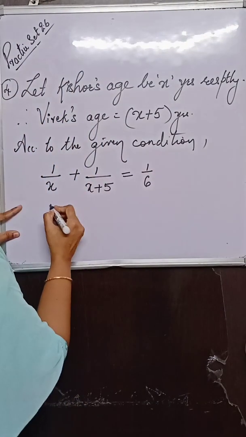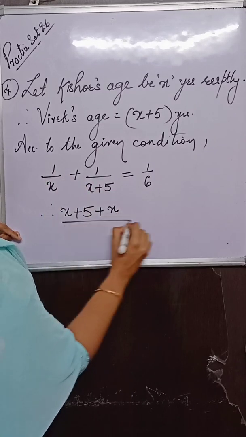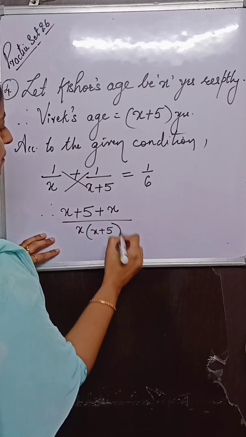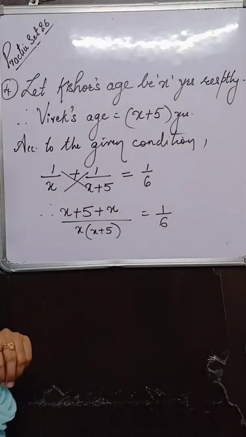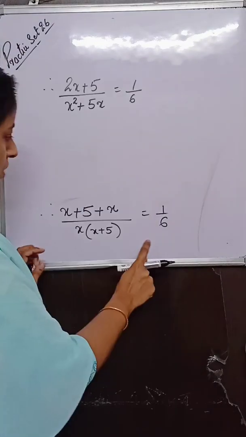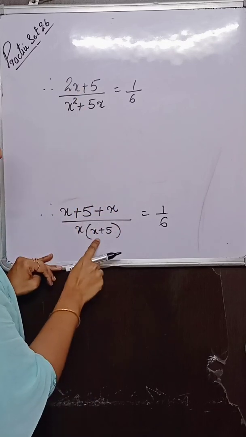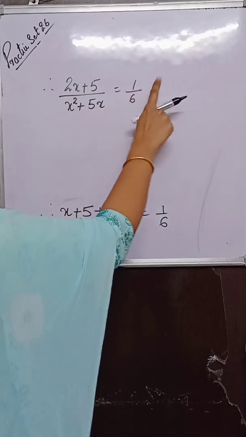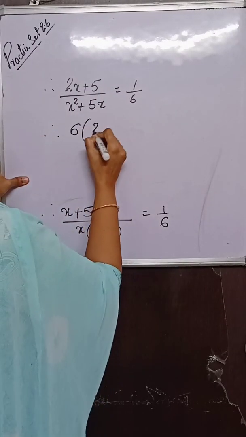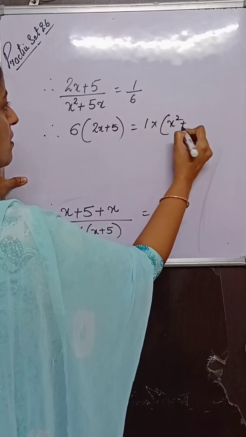So quickly solve. Therefore, cross multiply: X plus 5 plus X upon X multiplied by X plus 5 is equal to 1 upon 6. Now X plus X will be 2X. So 2X plus 5 upon X square plus 5X is equal to 1 upon 6. Now again cross multiply. 6 multiplied by 2X plus 5 is equal to 1 multiplied by X square plus 5X.